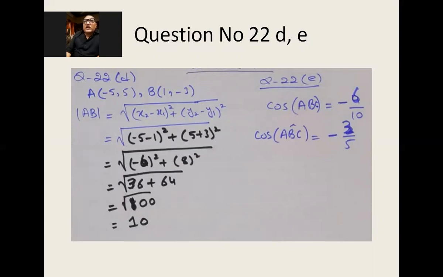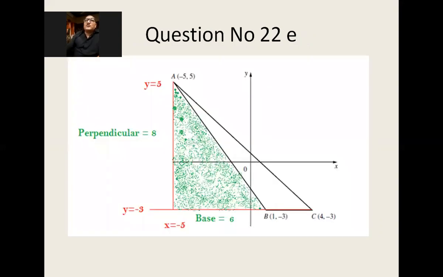So for question number 22E, let me show you this. This is to explain question number 22E part, and here is that triangle ABC, which is showing on your screen. I have prolonged this line. This line is y equals -3. I have prolonged this line from A, that is x equals -5, because its x coordinate is -5, and the y coordinate here is 5.